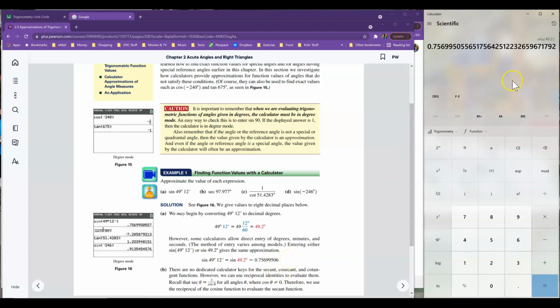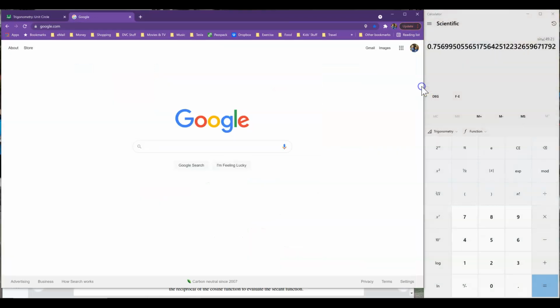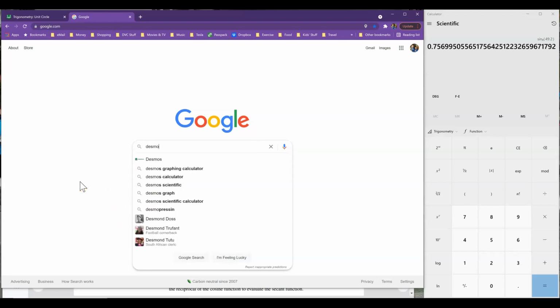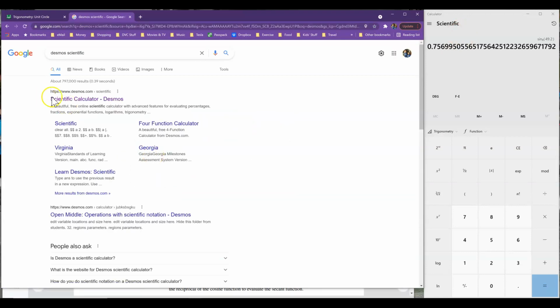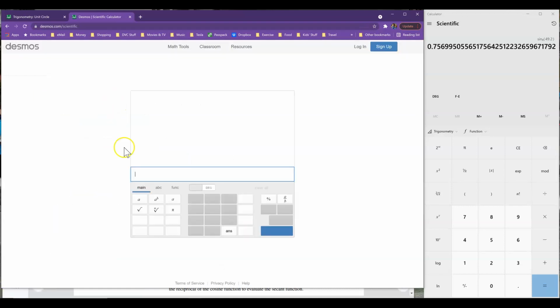Now, having shown you how to do this on a Windows calculator, I'm now going to show you how to do this on Desmos, because I think it's a little bit more friendly. So you can just go to Google. I think there's actually a phone app for the Desmos calculator as well, but if I just go to Google and search Desmos, you see Desmos Scientific, Desmos Graphing. I'm just going to go to the scientific calculator like we did here. And this is what it looks like.